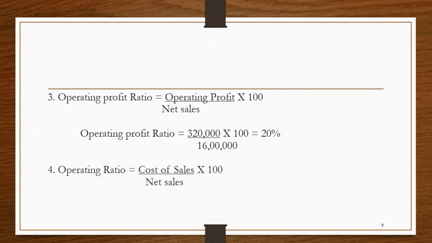The next one, operating ratio: cost of sales divided by net sales into 100. Cost of sales is 12 lakh 80,000 and net sales is 16 lakhs into 100, so the operating ratio is 80%.